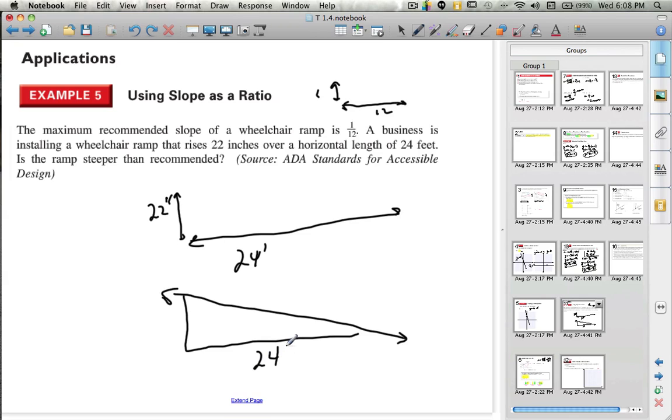That means the maximum, if I had 24 feet, I could have 1/12 is equal to x over 24, and in this case, x would be equal to 2. Right? So 2 feet would be the maximum height I could have. Is 22 inches greater than or less than 2 feet? Well, it's less than. So is the ramp steeper than recommended? No, it's not. If this was more than 24 inches, then it would be steeper than recommended.